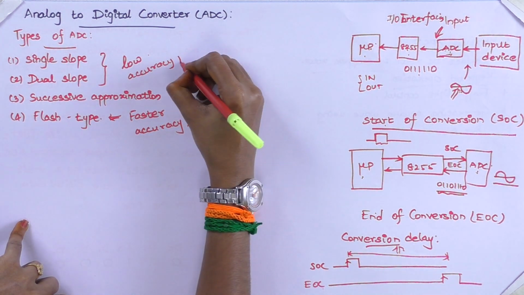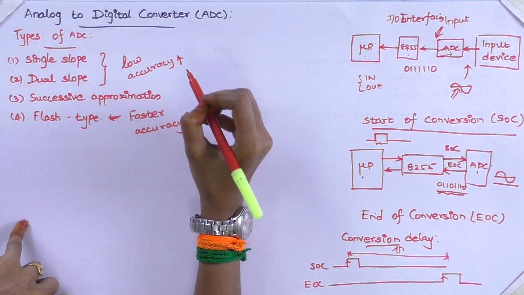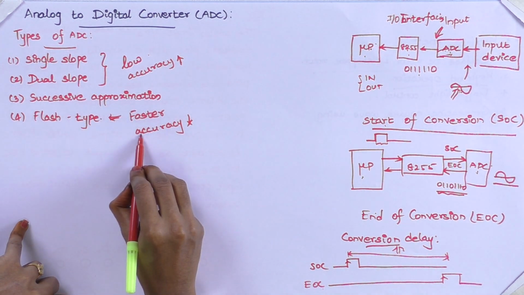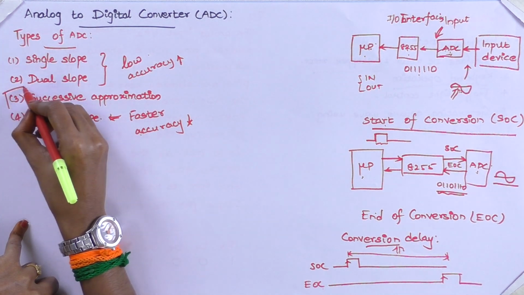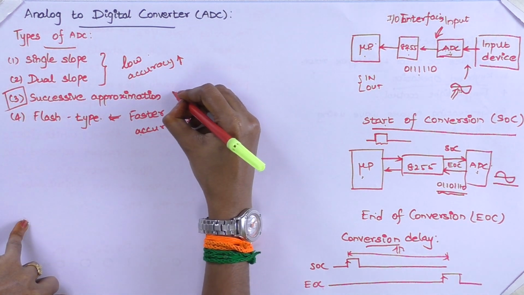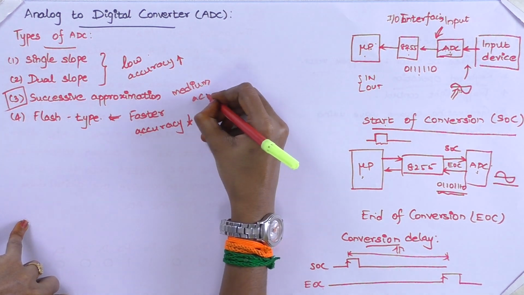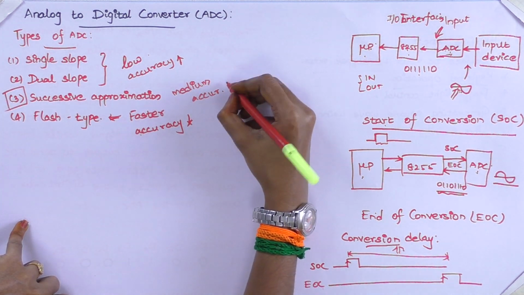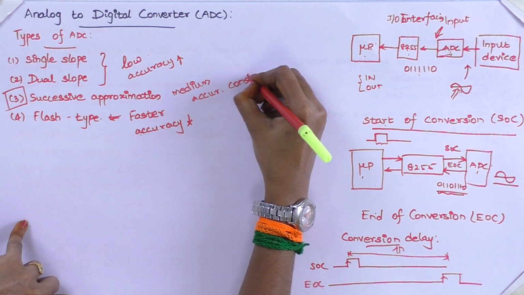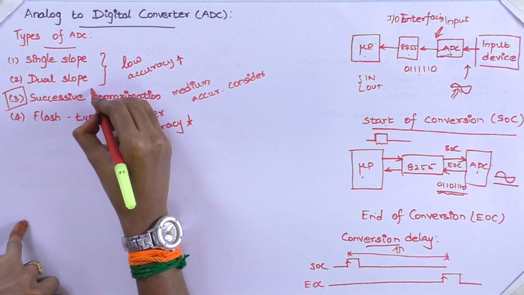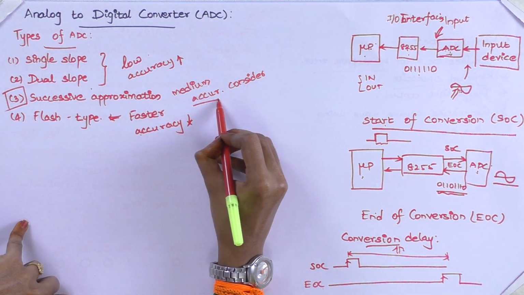Accuracy is very low here. So these two converters have more accuracy, but this one has less accuracy. This successive approximation has medium speed, okay, and accuracy is also considerable, but compared to single and dual slope, where accuracy is low.